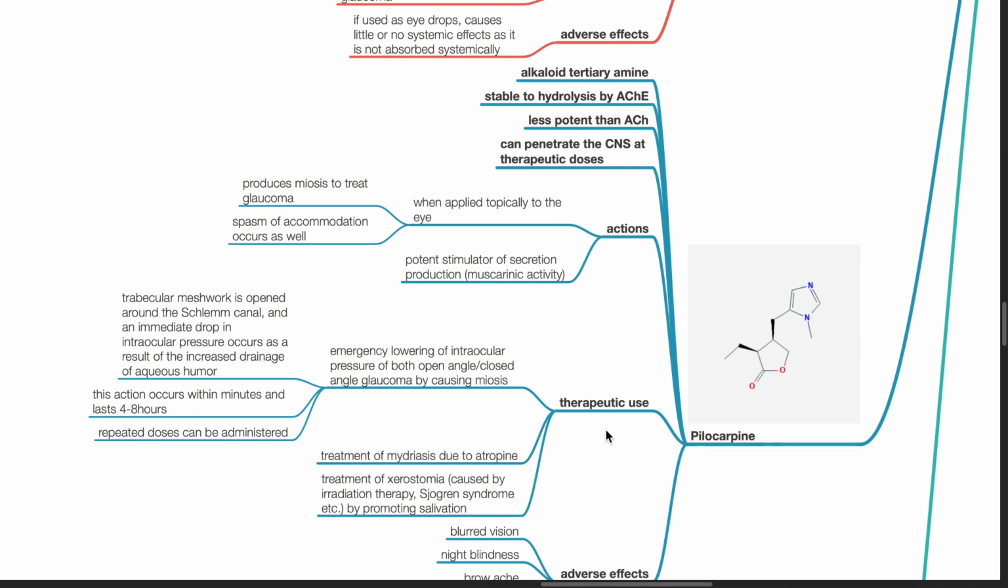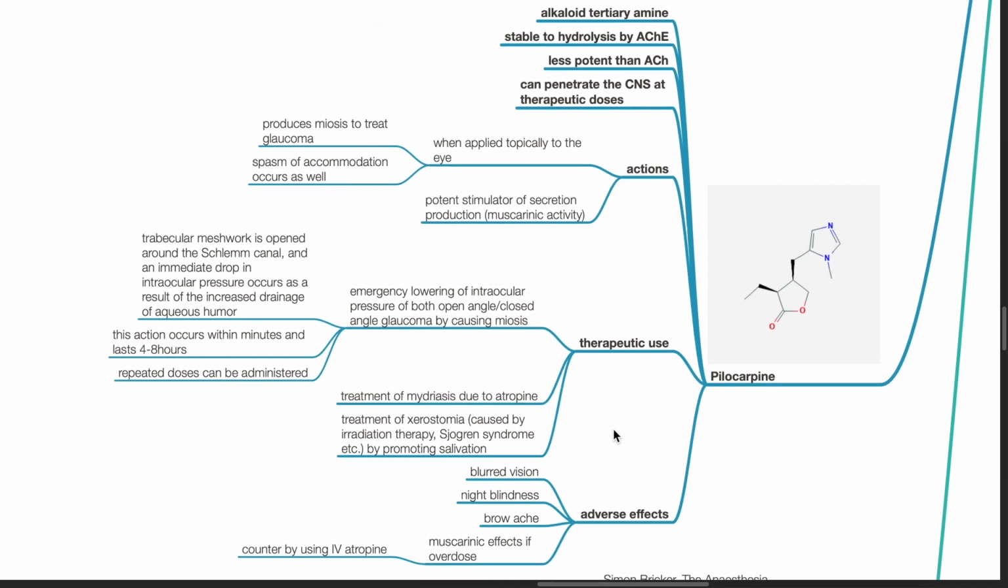Therapeutic use of pilocarpine. Emergency lowering of intraocular pressure of both open-angle and closed-angle glaucoma by causing miosis. The trabecular meshwork is open around the Schlemm canal, and an immediate drop in intraocular pressure occurs as a result of the increased drainage of aqueous humor. This action occurs within minutes and lasts for 4 to 8 hours. Repeated doses can be administered.